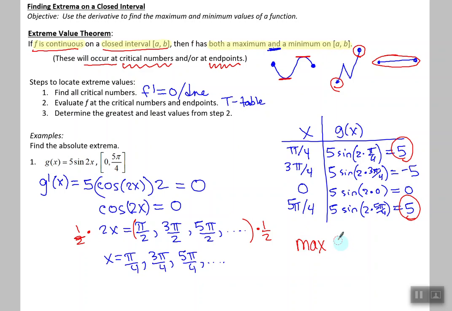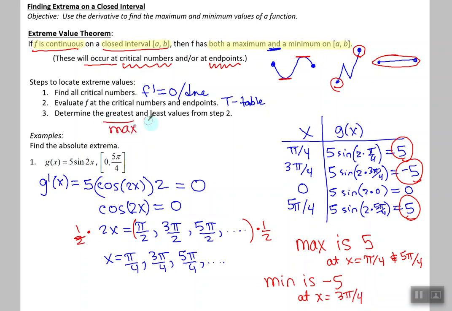It still is the maximum value. So we'll write that the max is 5. If we want to, we can also say where it's located. So we could say at x equals pi over 4 and 5 pi over 4. The minimum is the lowest, the least value, negative 5. So then we'll also say that the min is negative 5. We can say where this is located at just the one x value, 3 pi over 4.